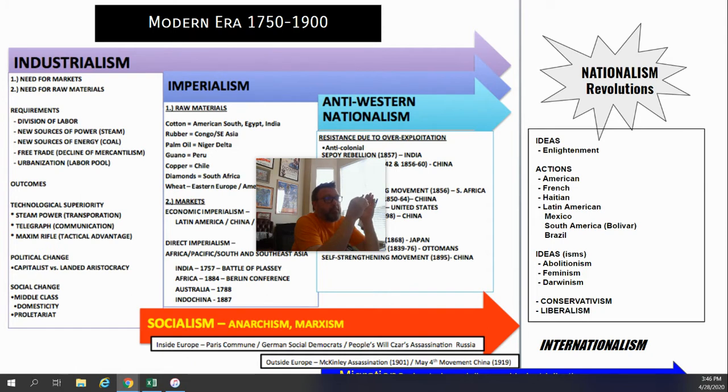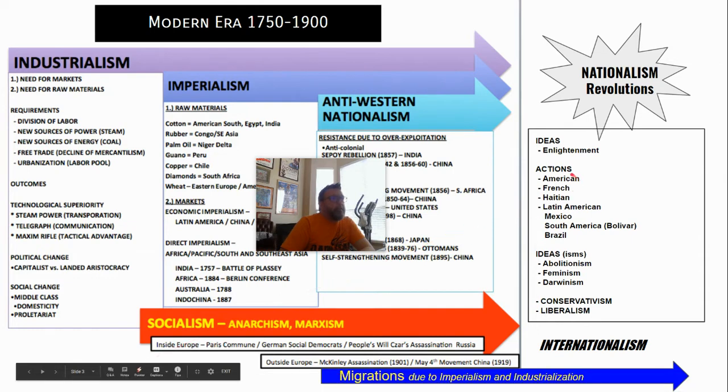In the political realm, Enlightenment ideals speak about the nature of the rights of man, natural rights, and what's called social contract theory: the government governs because of the consent of the governed, not because of divine right. The actions that come off of this include all these revolutions. You notice they're in four general categories. Latin American is broken up into Mexico, those in South America, and Brazil separately from the South American ones.